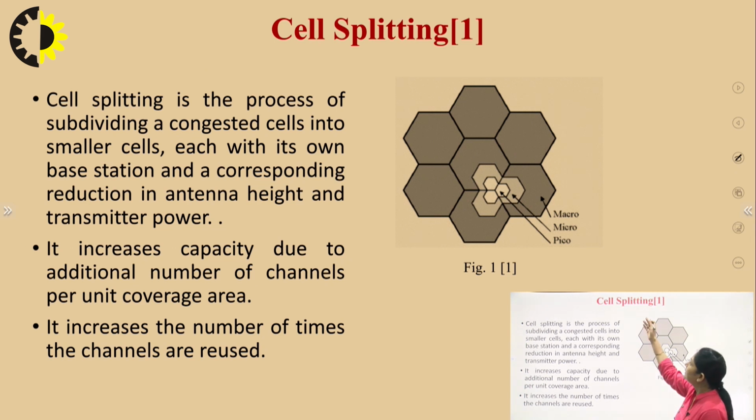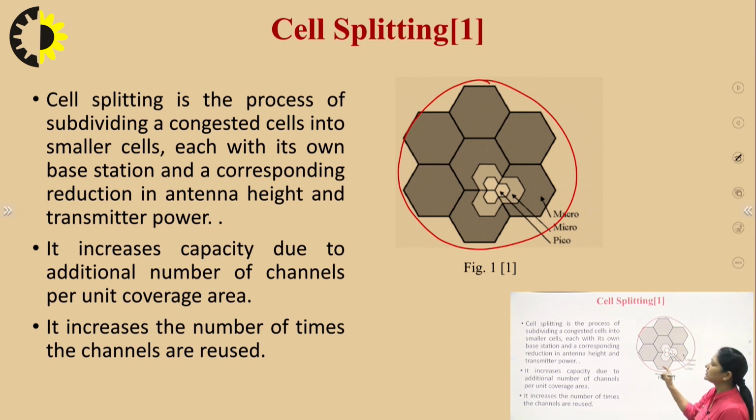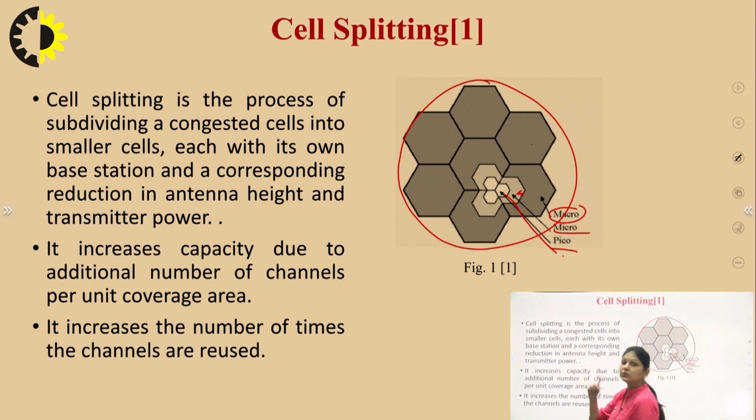As you are aware from the name itself, cell splitting means we are splitting the cells. Consider this a cluster of 7 cells. These bigger cells are called macro cells, and these smaller cells are called micro cells. This technique of dividing a macro cell into micro cells or picocells depending upon the number of users is called cell splitting.